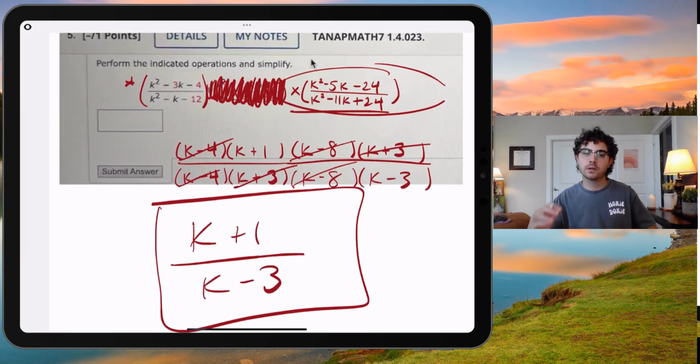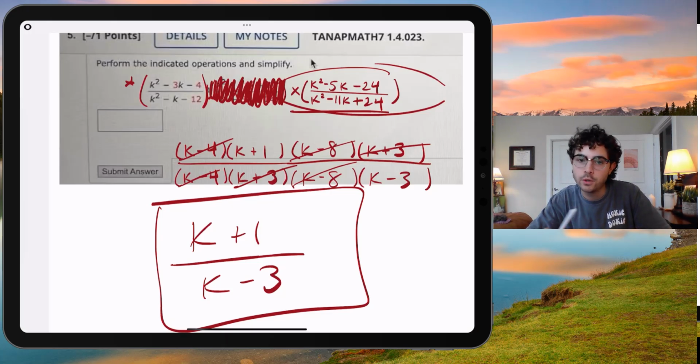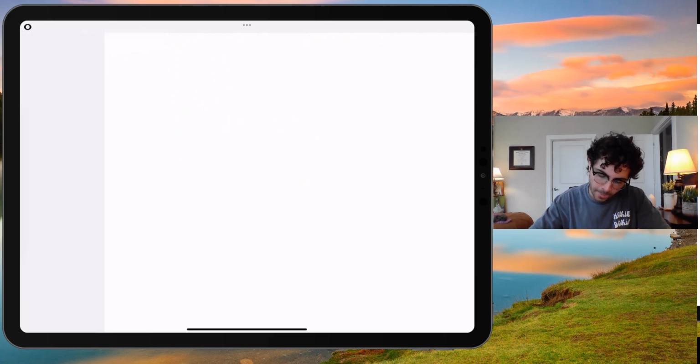So big things on this one. If you're dividing by a fraction, change it to multiplying by the reciprocal. And if you have factorable expressions, go ahead and factor out everything so that you can cancel things out. Okay. That was number 5.